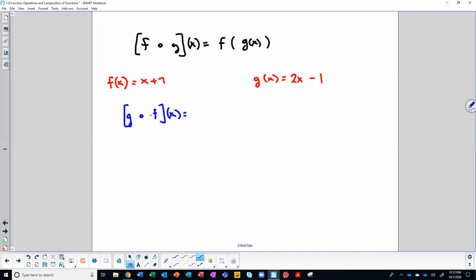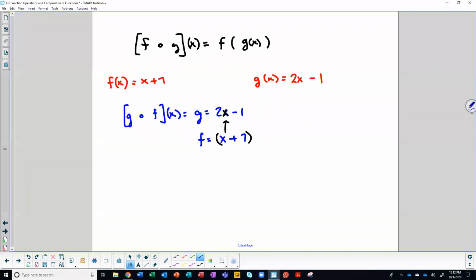So now if you're finding g of f, what that means is you start with the letter g. So I first write down my g equation. G is 2x minus 1. Underneath it, I'm going to write my f equation. That's the order, which is x plus 7. Now to solve it, you start with your bottom equation, put a parenthesis around it, and you draw an arrow directly into the x.